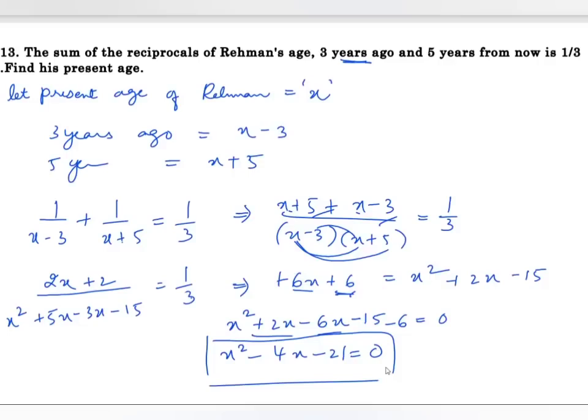Solve this quadratic equation by the factorization method or the formula method. Better to use the formula method, and you will get the answer. If we solve the quadratic equation x square minus 4x minus 21, we get the age of Raymond as 17. Students, do solve by the factorization method or the formula method. My suggestion is always to go for the formula method. In case the answer is wrong, at least for the formula you will get half marks.